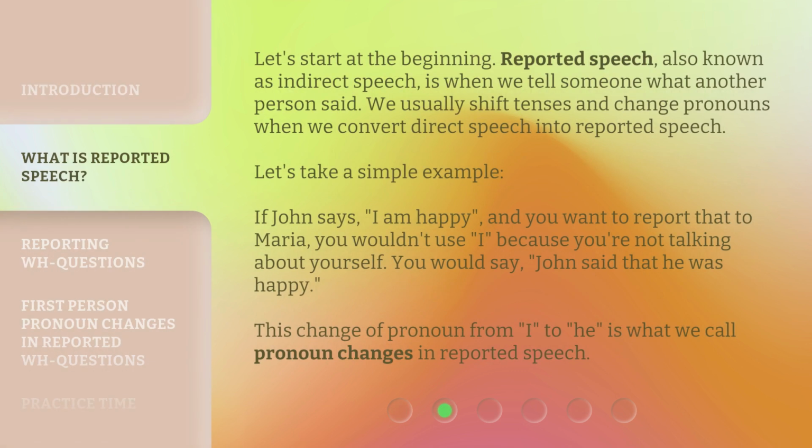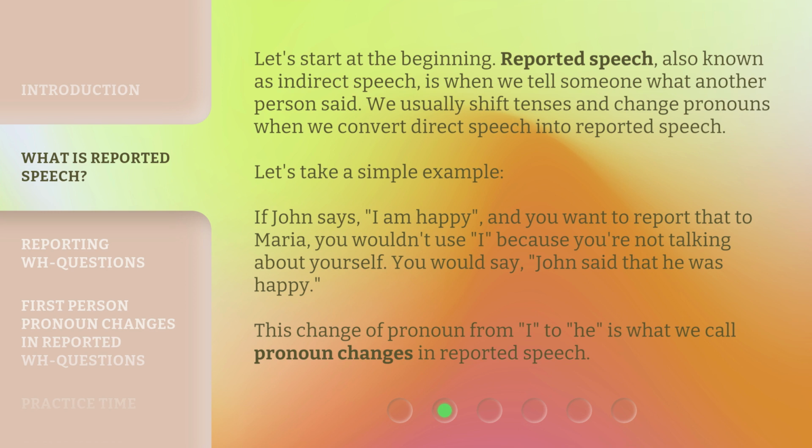Let's start at the beginning. Reported speech, also known as indirect speech, is when we tell someone what another person said. We usually shift tenses and change pronouns when we convert direct speech into reported speech.